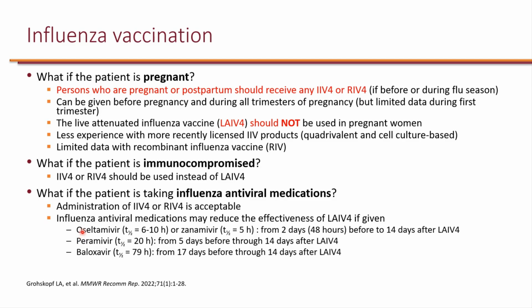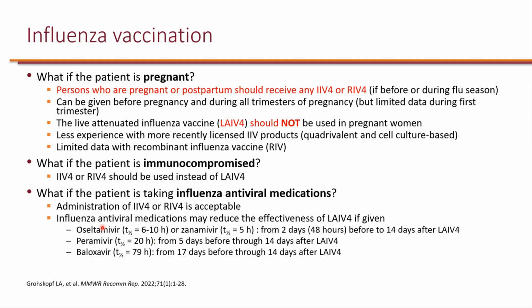And when it comes to our antiviral agents used for the flu, the half-life makes a difference. So, some of these, such as peramivir and baloxavir, have much longer half-life, whereas oseltamivir and zanamivir have shorter half-life. So in general, the live attenuated influenza vaccine will have reduced effectiveness if oseltamivir is taken within 2 days before and up to 14 days after.